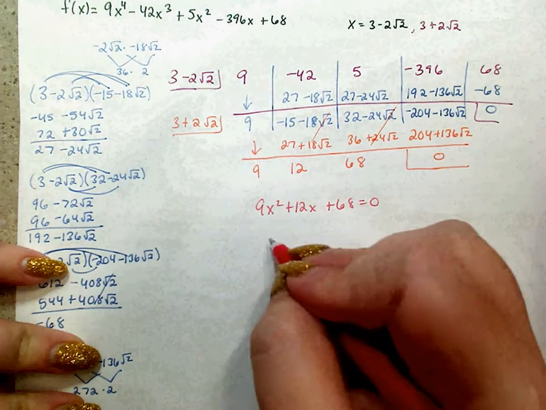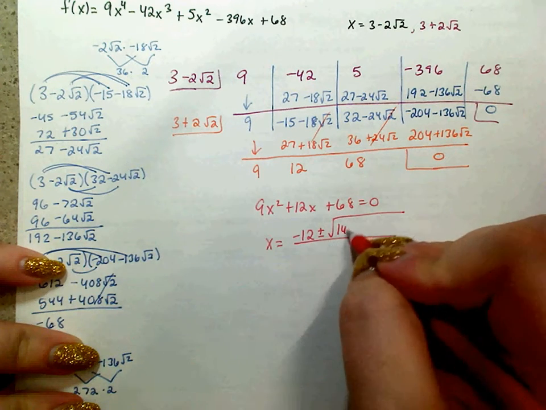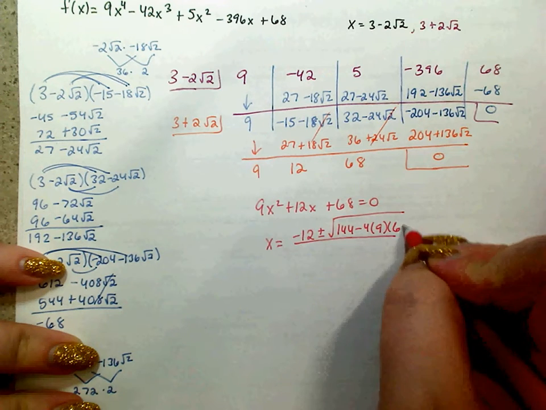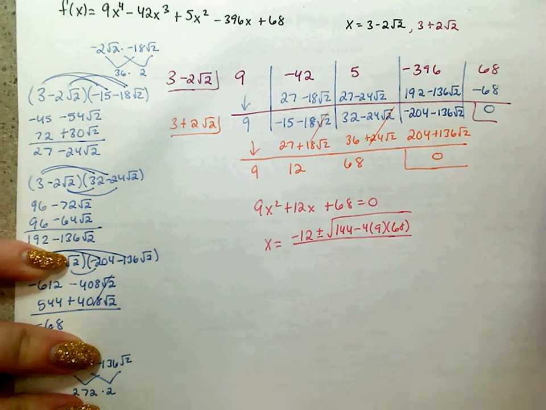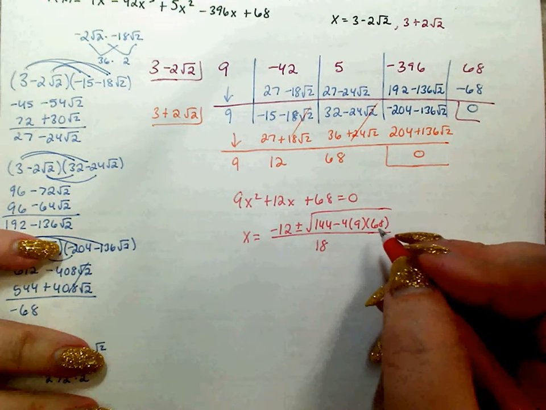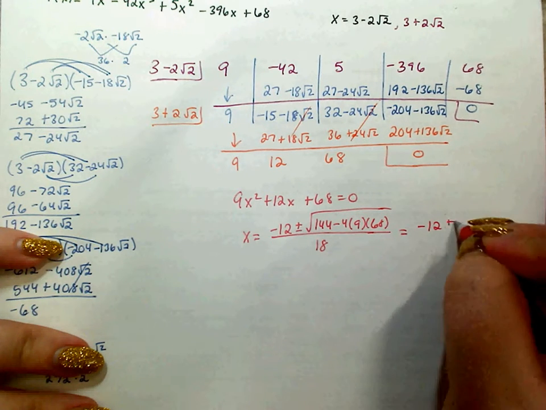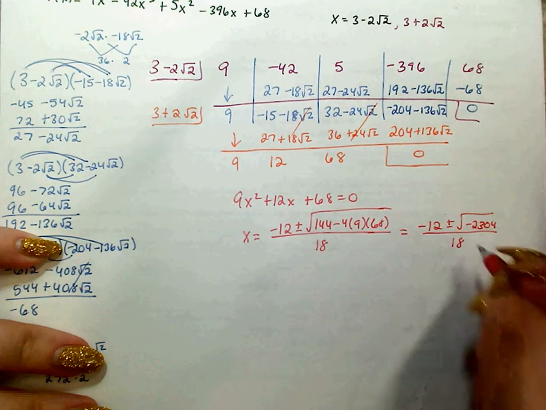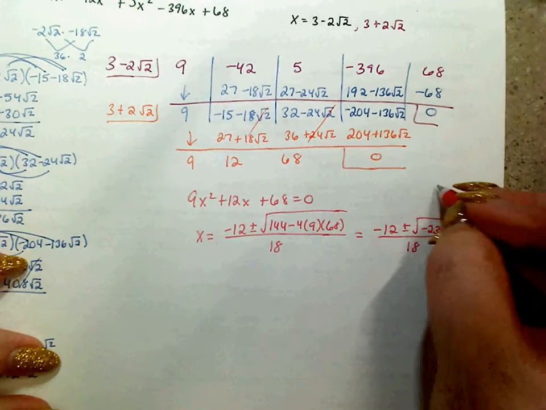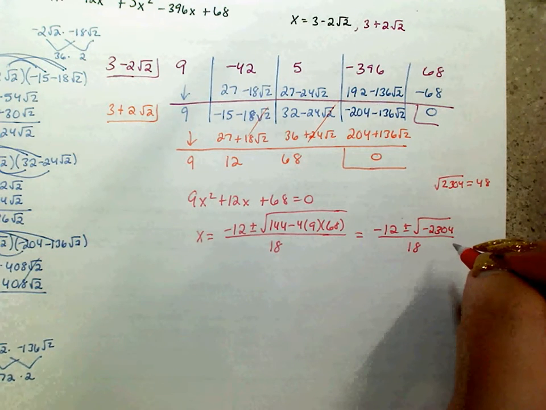So I'm going to say x equals negative 12 plus and minus the square root of 144 minus 4 times 9 times 68 over 18. And when you type the interior of the radical inside the calculator, you get negative 12 plus and minus the square root of negative 2,304 divided by 18. And in fact, if you type in the square root of 2304, you get 48. Let me make sure that was, yeah, that was it.